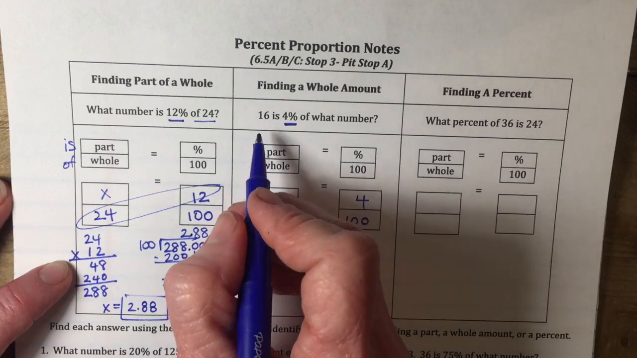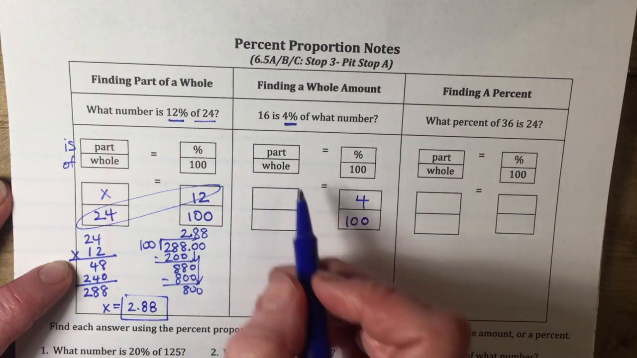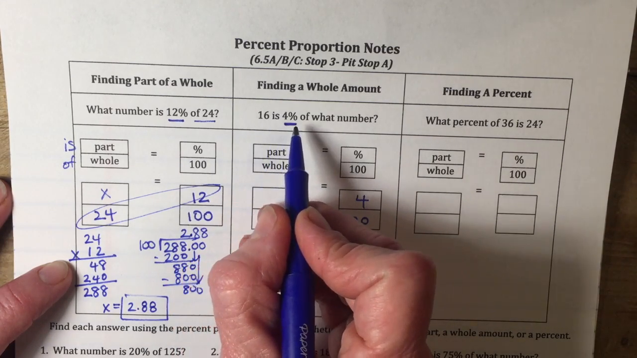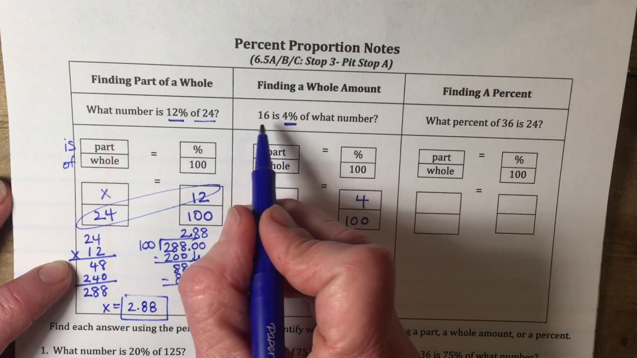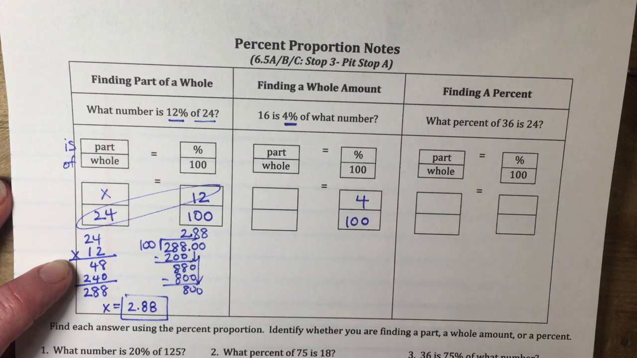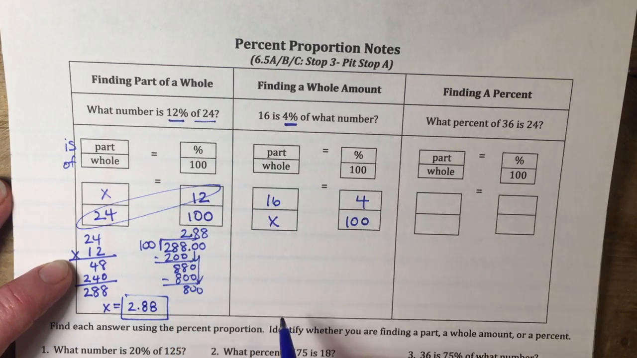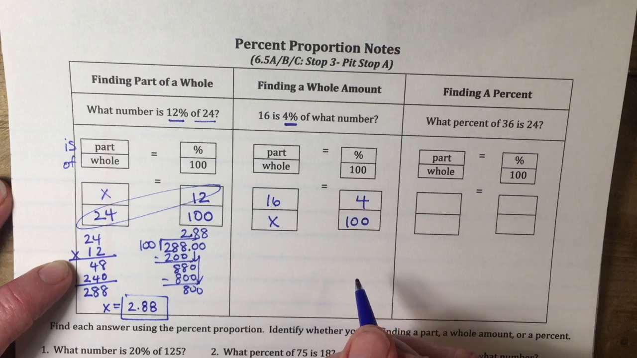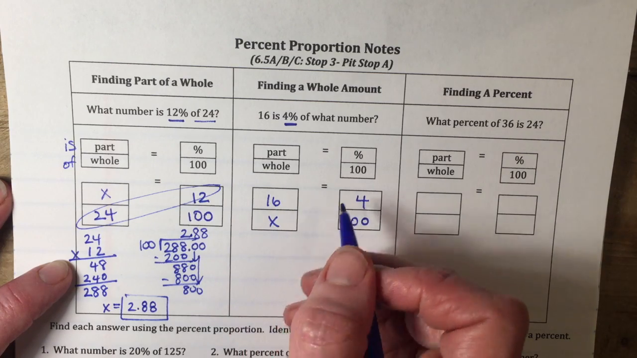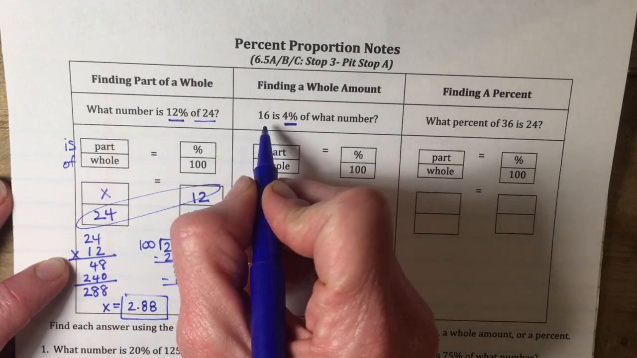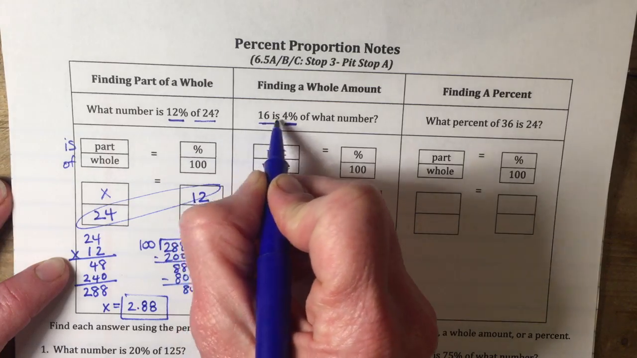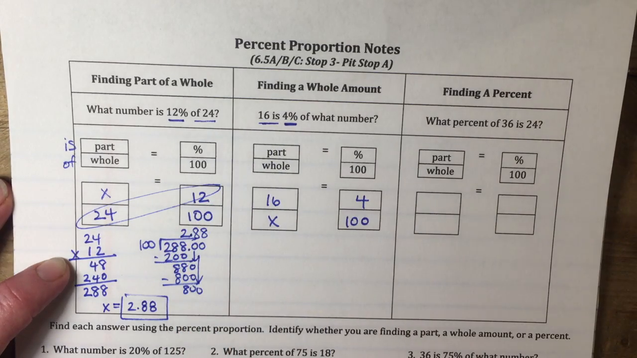And then I want to figure out, is 16 the part or is it the whole? So 16 is 4% of what number? So 16 is a piece of a bigger number. 16 is the part. So x is the whole. Now, if you're not sure whether this one is the part or this one is the whole, again, you can go back to is over of. 16 is, it's close to that word is, so we can say that 16 is the part.